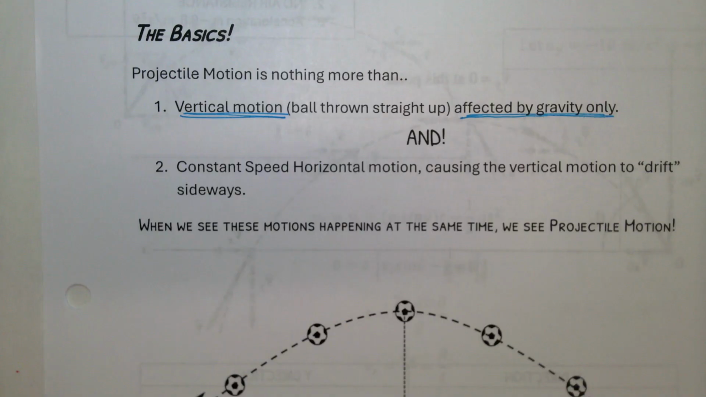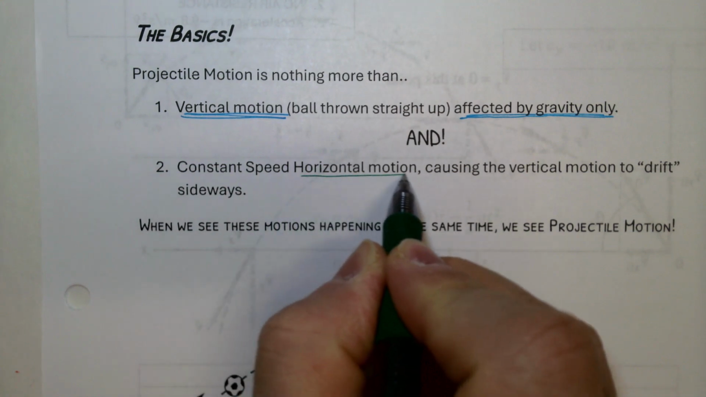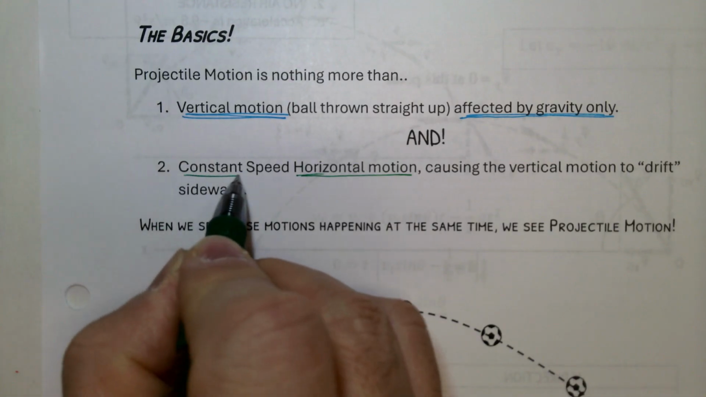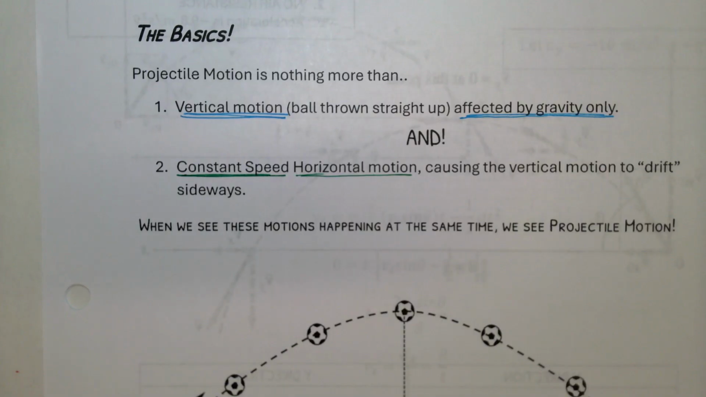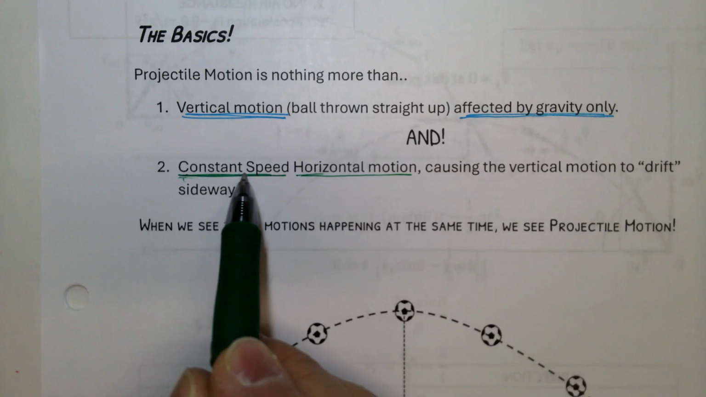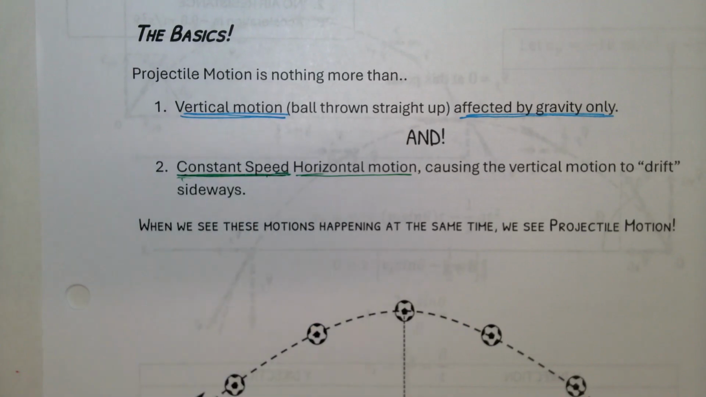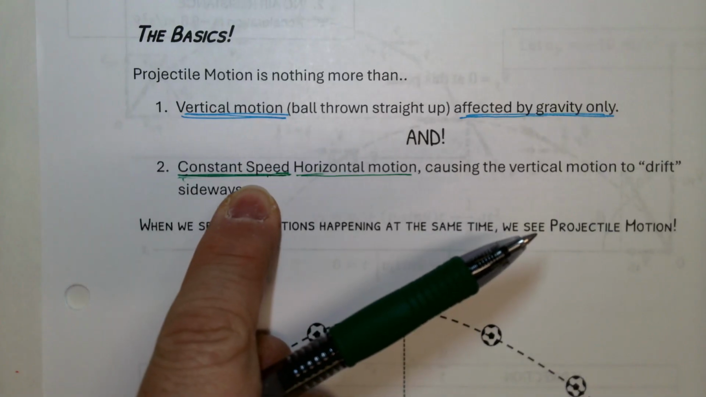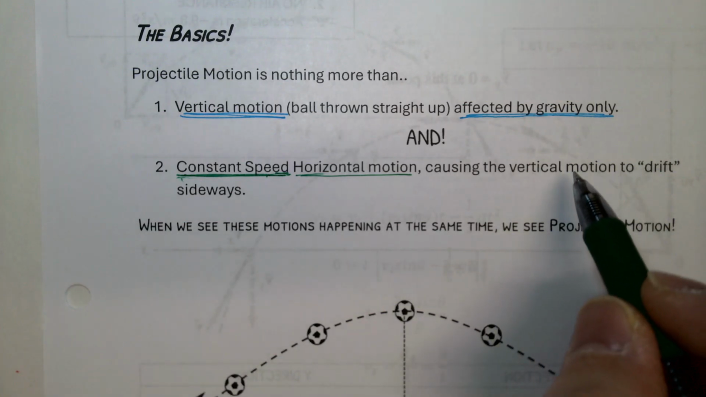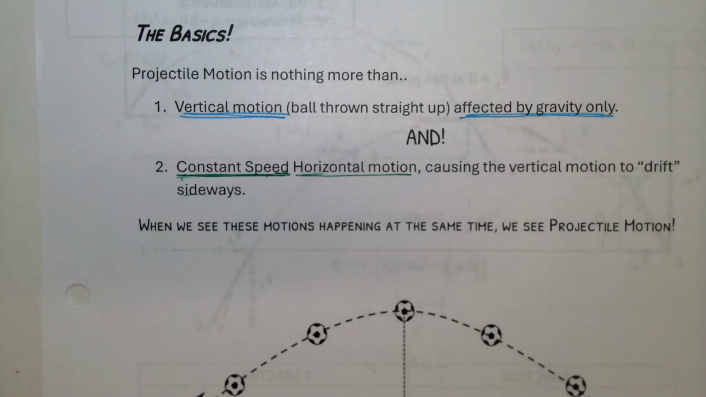And we also studied motion in the horizontal direction, right? When things are moving horizontally in projectile motion, it is moving at a constant speed because there's no acceleration happening horizontally, unless you put a jetpack on this soccer ball or some kind of propellant or engine, right? But unless you do that, the horizontal motion of a projectile will move at a constant velocity, right? This will cause the vertical motion to drift sideways, if you think of it that way.